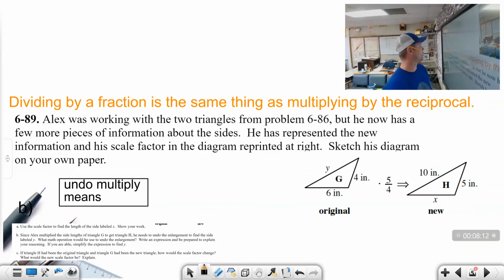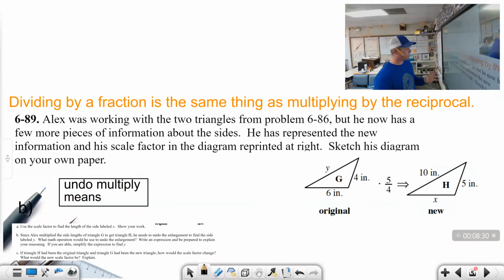Have that written down underneath, off to the right-hand side. Dividing a fraction is the same thing as multiplying by the reciprocal. What we need to recognize is sometimes we need to drive forward and sometimes we need to drive reverse. We need to think about direction, if we're going forward or if we're going backward.